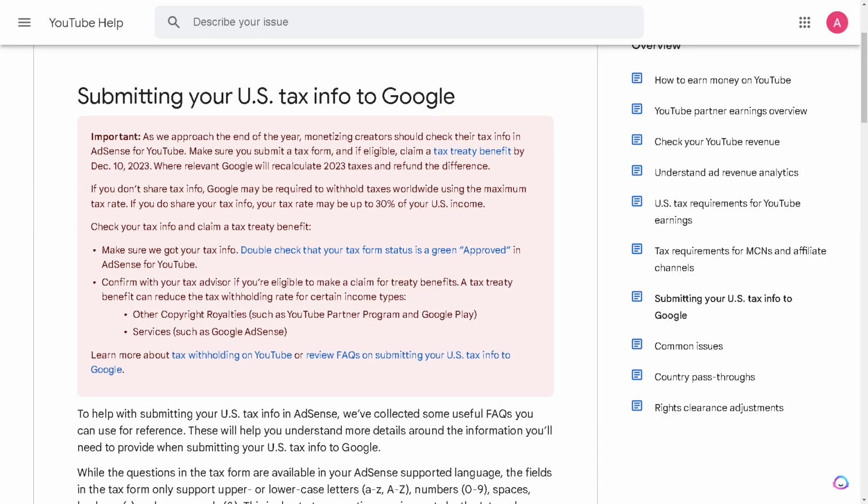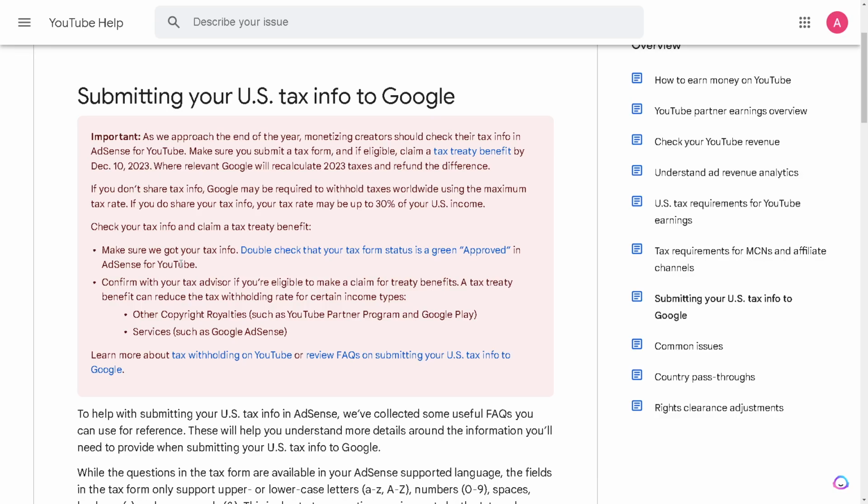Okay, so there's a very important announcement here. As we approach the end of the year, monetizing creators should check their tax info in AdSense for YouTube. Make sure you submit a tax form and, if eligible, claim a tax treaty benefit by December 10, 2023. Where relevant, Google will recalculate 2023 taxes and refund the difference. If you don't share tax info, Google may be required to withhold taxes worldwide using the maximum tax rate. If you do share your tax info, your tax rate may be up to 30% of your US income.